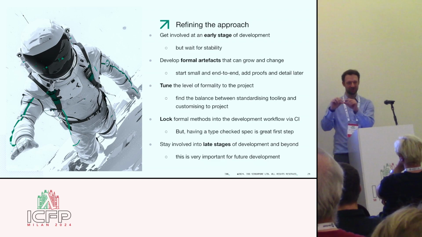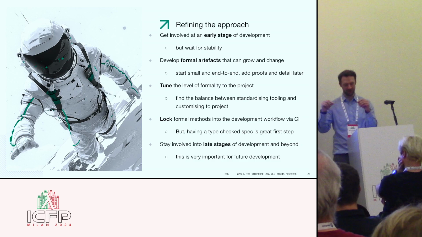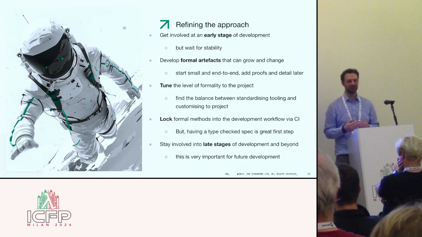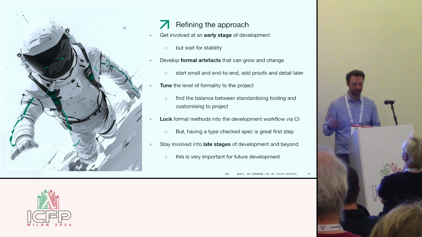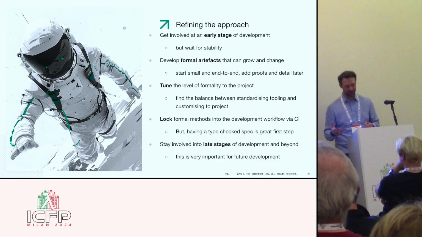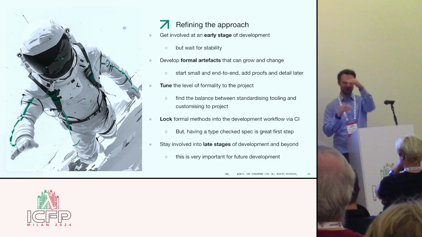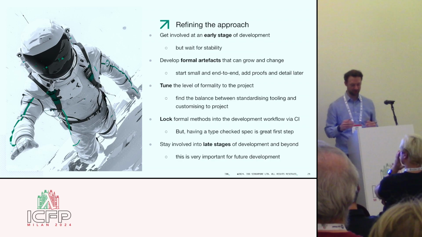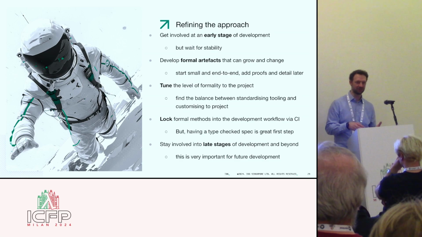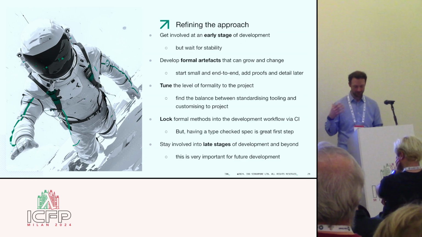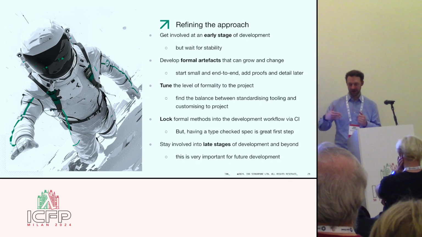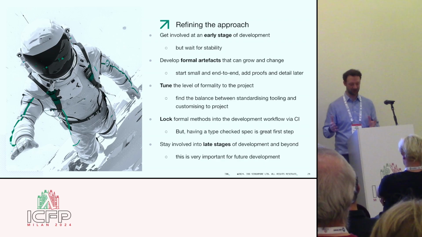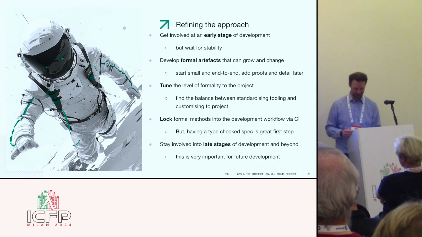One thing that works quite well is having a small, simplified end-to-end example, which we then add detail to later. That works quite well, rather than looking at a small area. We have to tune the level of formality to the project, and partly that's knowing when to add detail or add proofs, for example. But we also have a balance between standardized tooling or customizing things to the project, so you have to find the balance there. We want to lock formal methods in. That's really important, but an early, very useful thing is just having a type-checked spec. And as I said, we want to stay involved to the late stage.